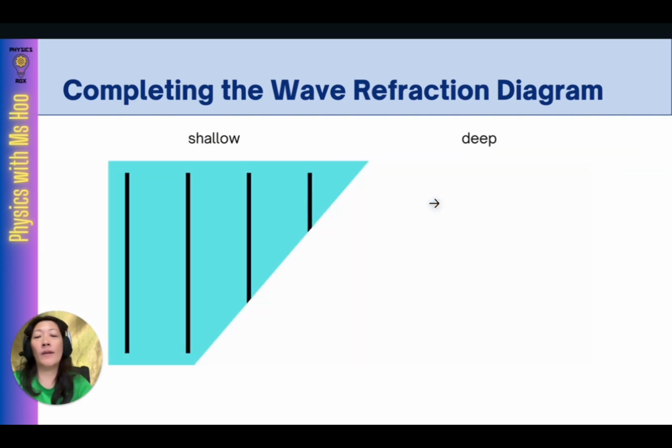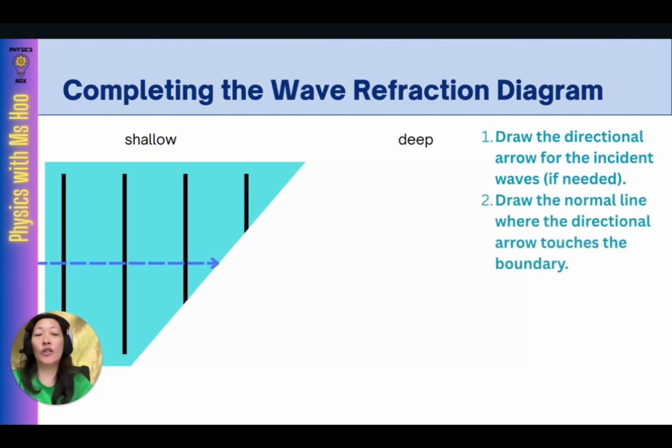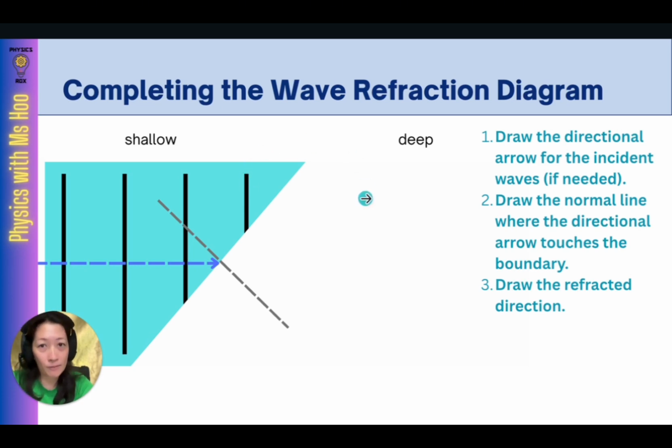What about if the waves are traveling from shallow to deep? The steps you do are actually exactly the same. We'll go through this step by step as well. So, first of all, draw the directional arrow for the incident waves if needed. Next, draw the normal line where the directional arrow touches the boundary. And then you need to draw the refracted direction. Now, remember that when waves are traveling from shallow to deep, they're moving from slow to fast, which means that they need to refract away from normal.